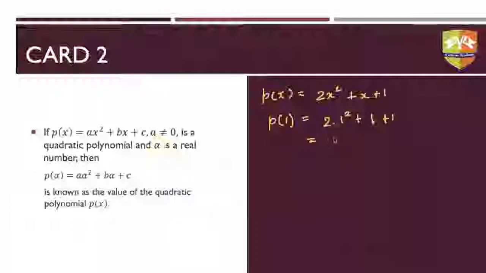For example, let's say p(x) = 2x² + x + 1. Then p(1) is called the value of the polynomial at x = 1. So p(1) will be nothing but 2 times 1² + 1 + 1, which is 4. So this is what is meant by the value of the polynomial at any given x.